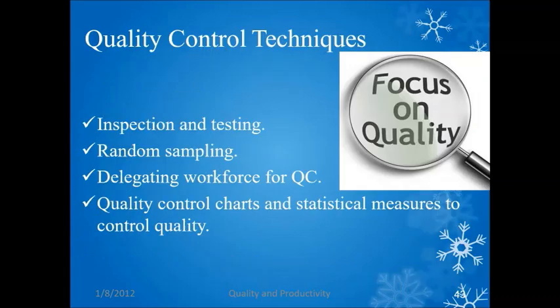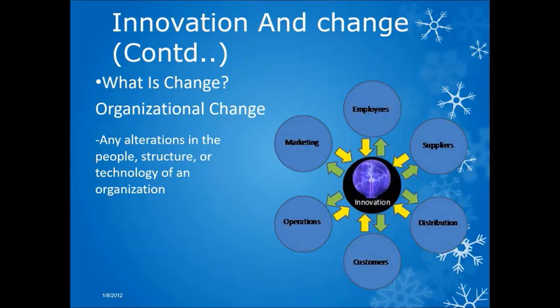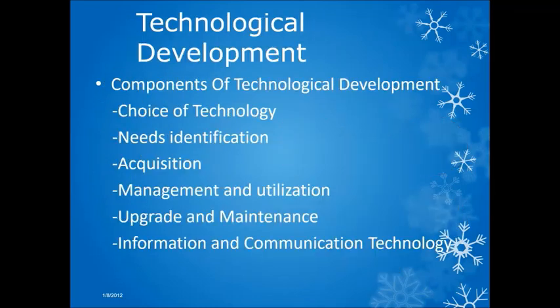Quality and productivity: products that best fulfill the particular needs of consumers at a price they are willing to pay. Quality brings consumer loyalty and a lower level of complaints. Quality control methods include inspection and testing, random sampling, delegating the workforce for QC, quality control charts, and statistical measures to control quantity. Innovation and challenges: what is innovation? Turning the outcome of the creative process into useful products and services.